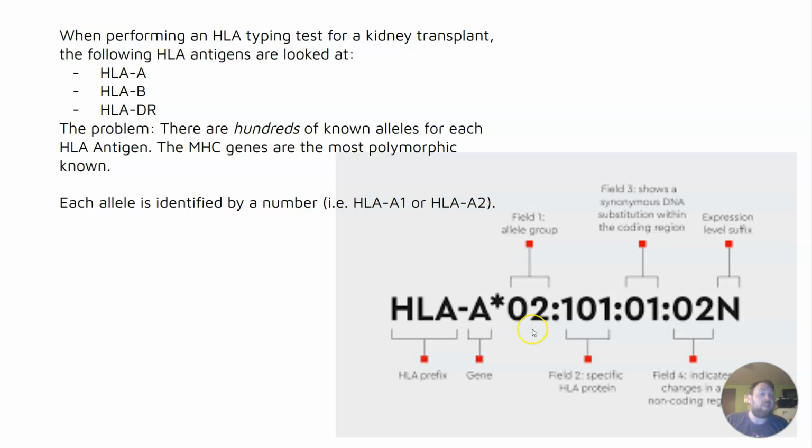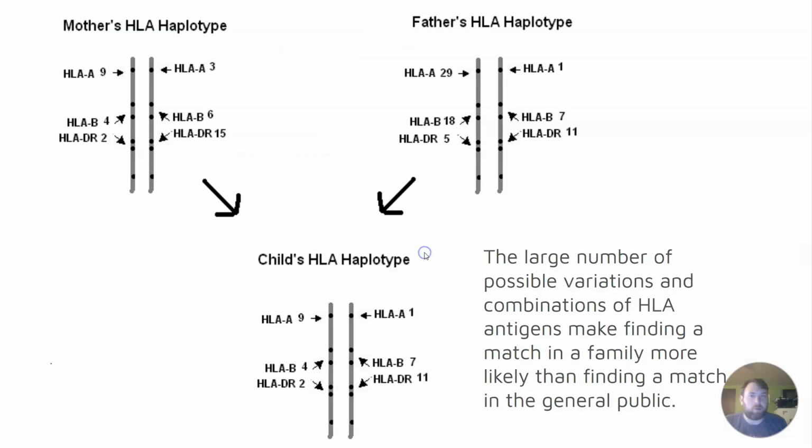You can see how the coding for these genes gets very, very complicated. We'll settle for just the allele group and not necessarily the specific HLA proteins and expression levels and such, but just know that we're simplifying a very complicated polymorphic gene expression group. Now, the large number of possible variations and combinations in these HLA antigens makes it very, very difficult to find a match in the general public. So we're going to probably stick to family as much as we can.